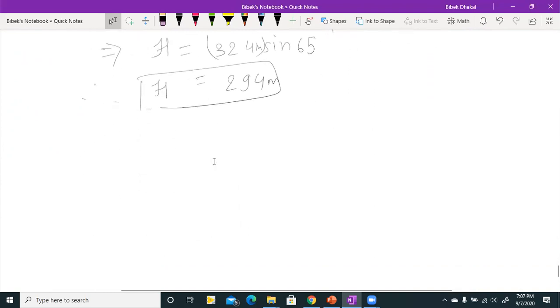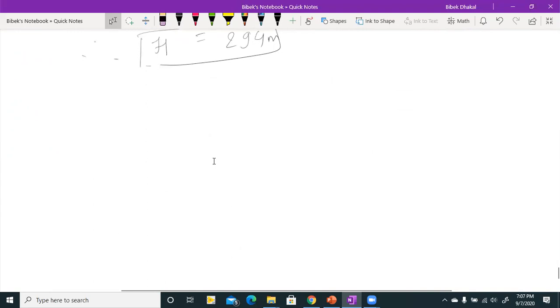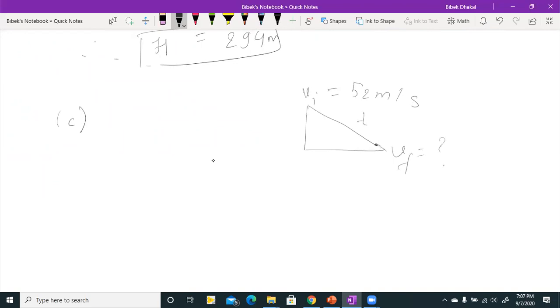Okay, let's go to part C of the problem. Now you need to find the final velocity with which the car hits the bottom of the inclined plane. So you have your initial velocity as 52 meters per second, and you don't know the final velocity, and you have the time as 4.5 seconds.